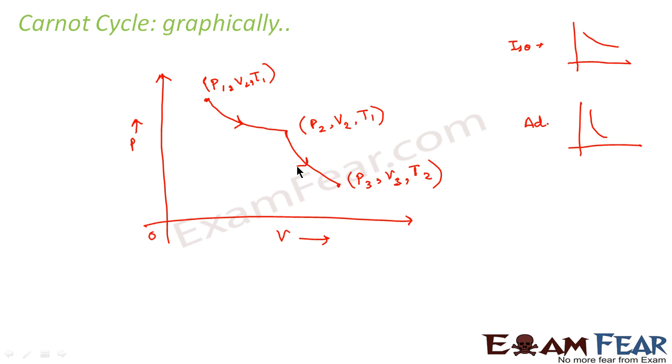What was the third step? The third step was isothermal compression. Compression means the volume should decrease. So again it is an isothermal curve, and it should go somewhat like this. If you see, the volume is decreasing. So it is reaching some other point, that is P4, V4 and T2, because it is isothermal, so the temperature will remain constant.